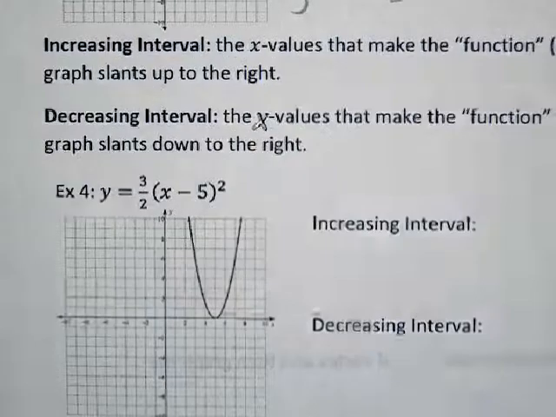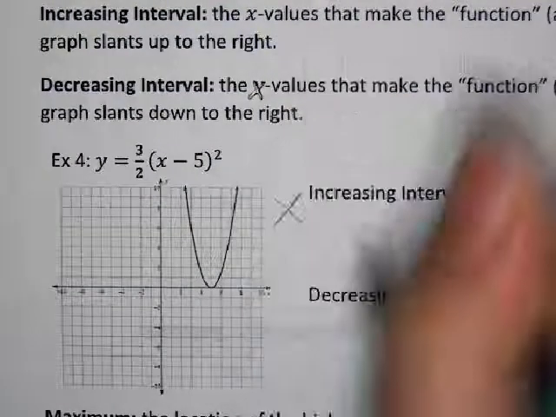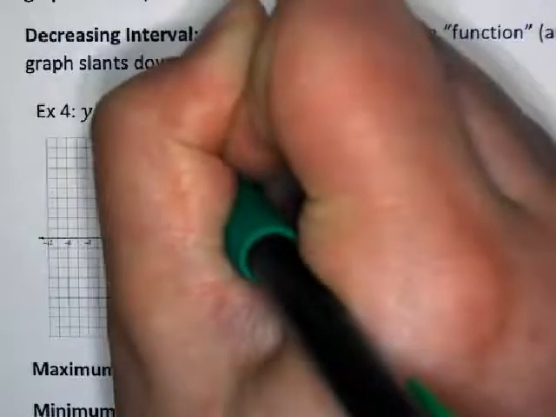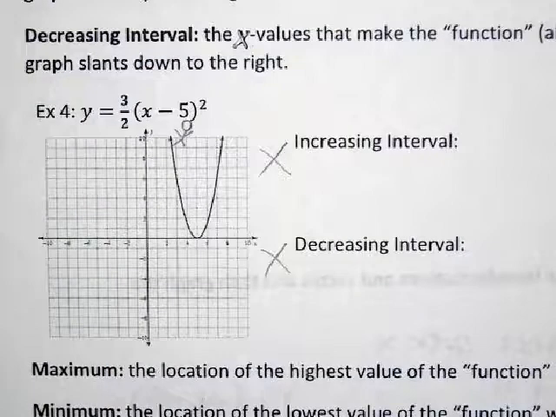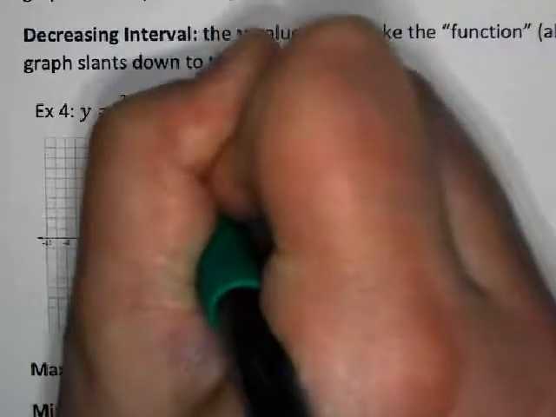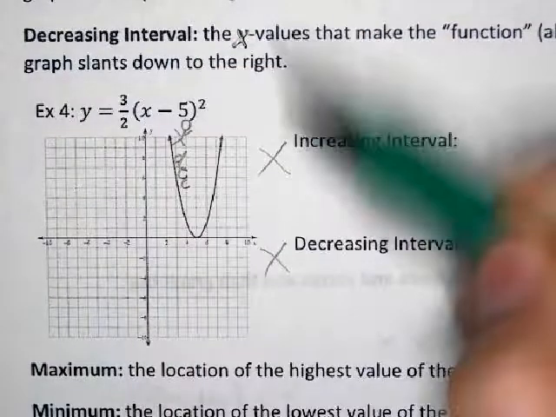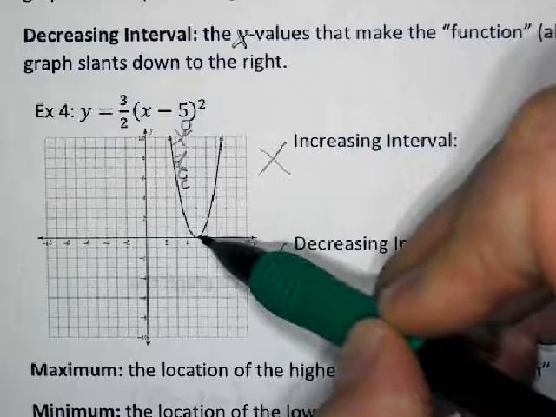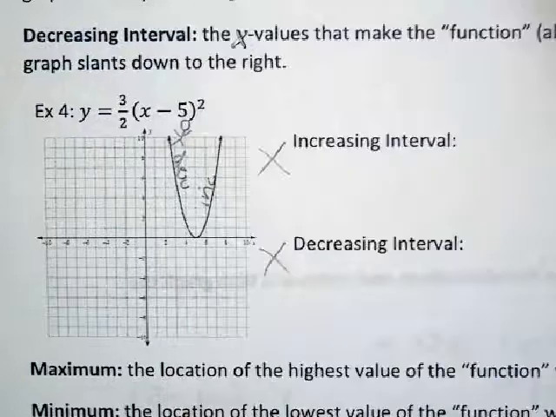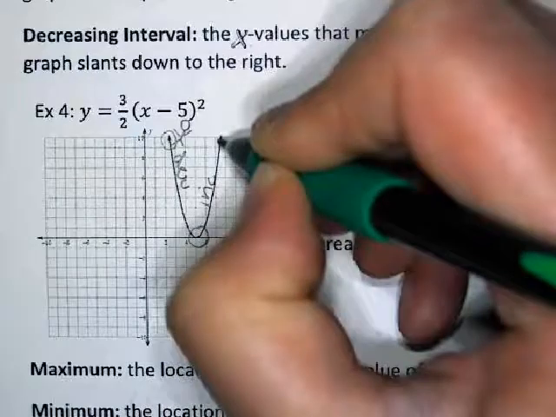Okay, so increasing and decreasing interval, these are both x values. And to make this a little bit easier, I'm going to put my little stick figure guy. So if he starts walking, is he walking uphill or downhill? Downhill. This is decreasing. Okay, so he walks downhill, he gets to the vertex, and then which way is he walking? Uphill. Okay. So we have an x value here, and an x value here, and an x value here.